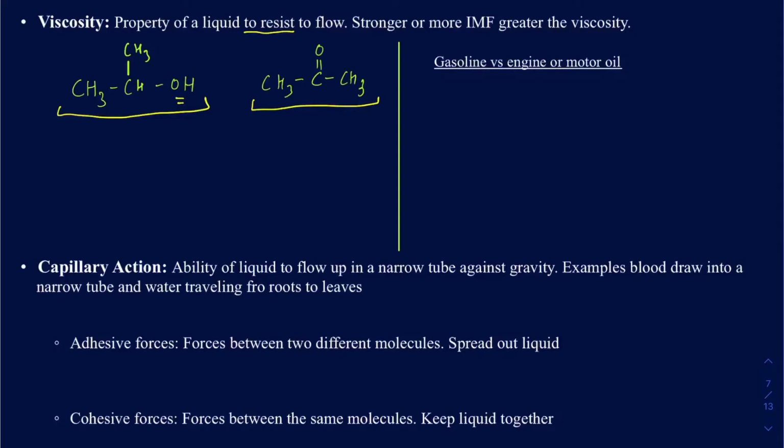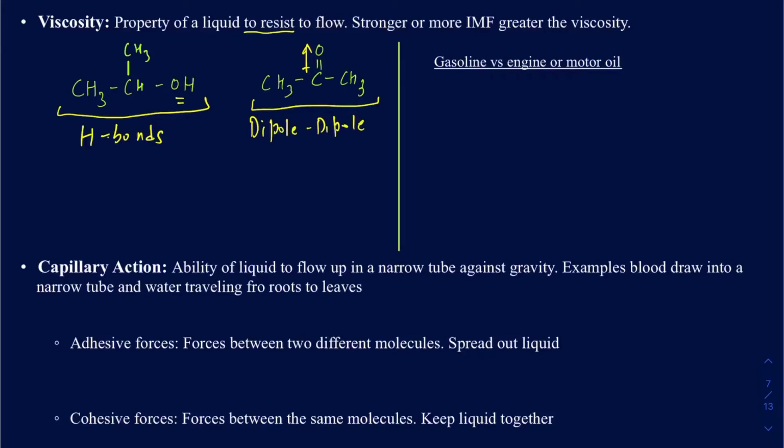The first compound, since it's got the OH, is going to be able to make hydrogen bonds, and this second molecule does not have any hydrogen bonded to oxygen, fluorine, or nitrogen. However, you do have this carbon-oxygen bond that's going to be polar, and as a result, it's capable of making dipole-dipole interactions.